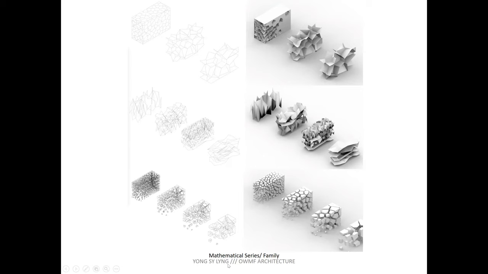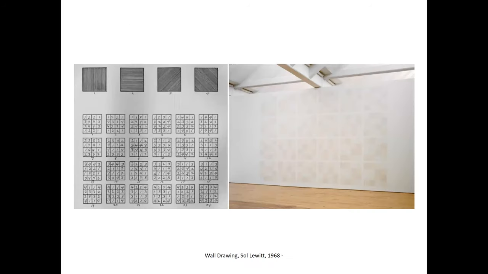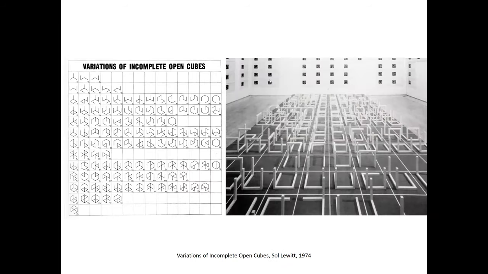So mathematical series and family, this is what it is. Endless, but it's the idea of then maybe just varying the density. What are your variables? What is this algorithm that binds the whole family together? So already in 1968, artists like Sol LeWitt create art in this way, in a series form, or sculpture. So variations of the incomplete open cubes.